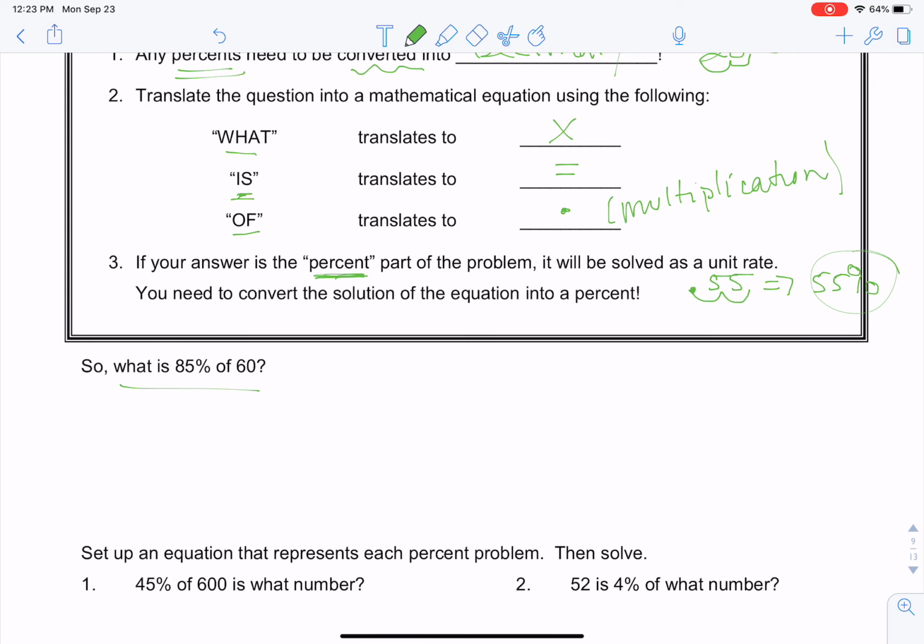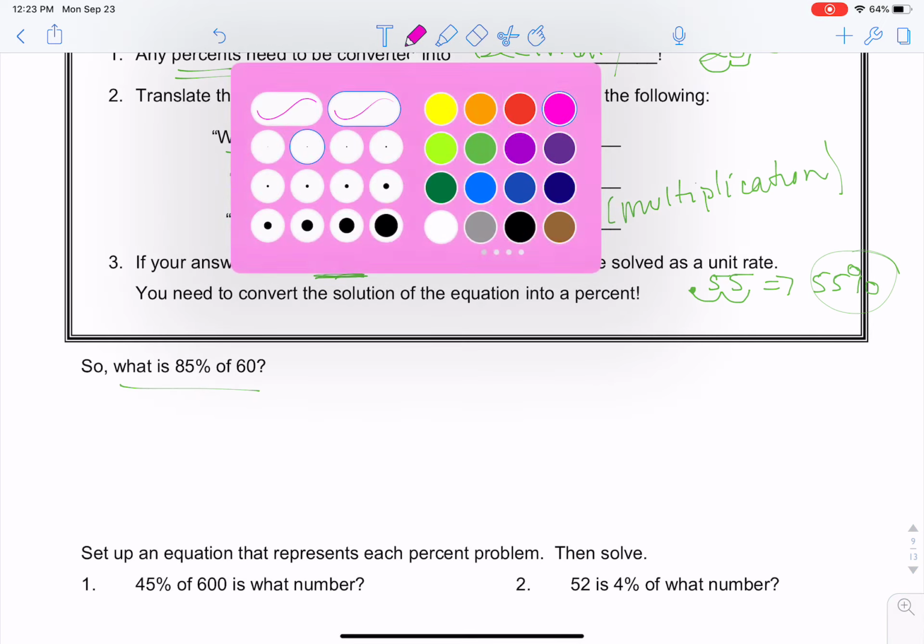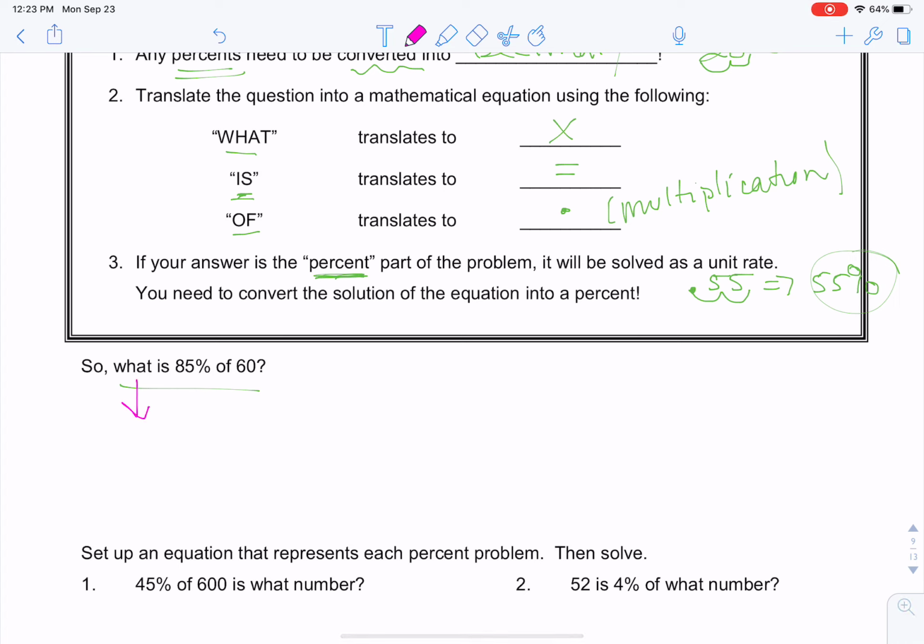What is 85% of 60? Let's figure it out. Okay, I see the word what. That's going to be an X. I see the word is. That's going to be an equal sign. I see a percent. I need to convert that to a decimal.